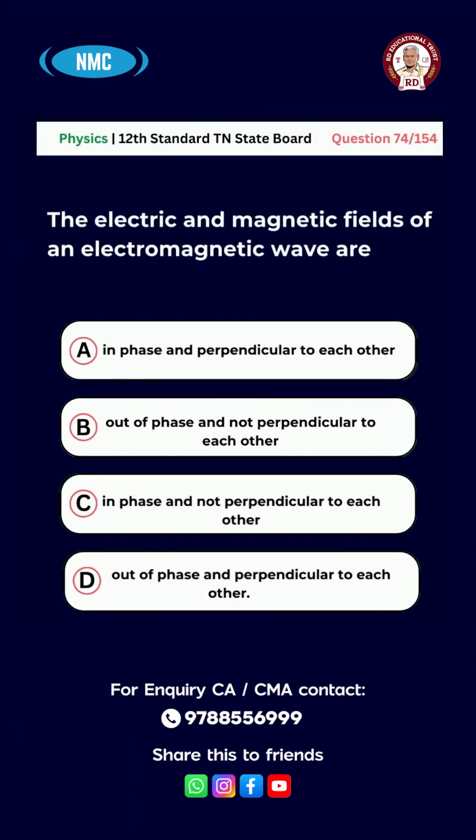Question number 74. The electric and magnetic fields of an electromagnetic wave are option A, in phase and perpendicular to each other, B, out of phase and not perpendicular to each other, C, in phase and not perpendicular to each other, D, out of phase and perpendicular to each other. The right answer is option A, in phase and perpendicular to each other.